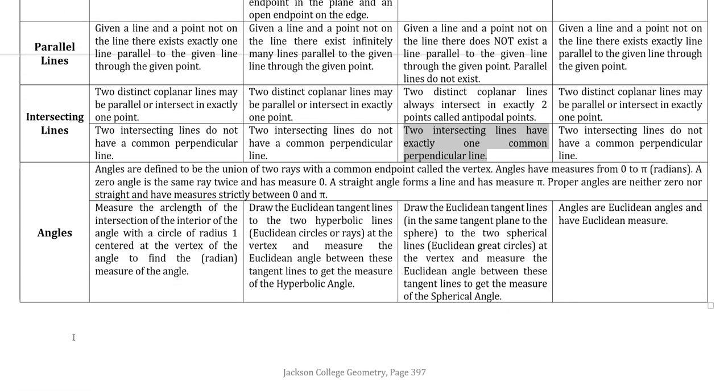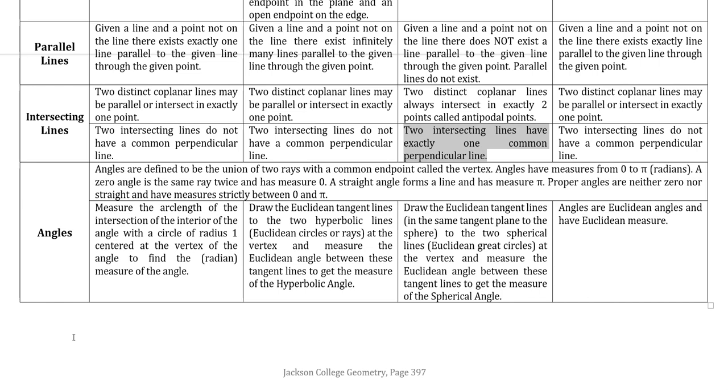Okay, how about some things about angles? Angles in all three geometries are defined to be the union of two rays with a common endpoint called the vertex. Angles have measures from 0 to pi in radians. A zero angle is the same ray twice and has measure 0. A straight angle forms a line and has measure pi. Proper angles are neither zero nor straight angles and have measures strictly between 0 and pi. That's all four geometries. For Euclidean geometry, measure the arc length of the intersection of the interior of the angle with the circle of radius 1 centered at the vertex of the angle to find the radian measure of that angle.